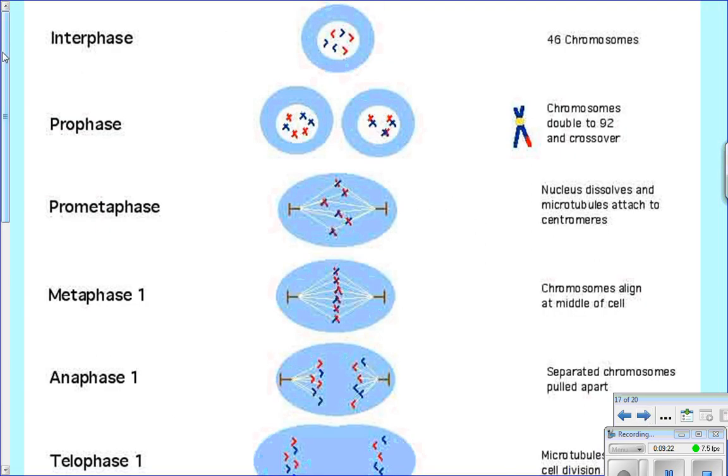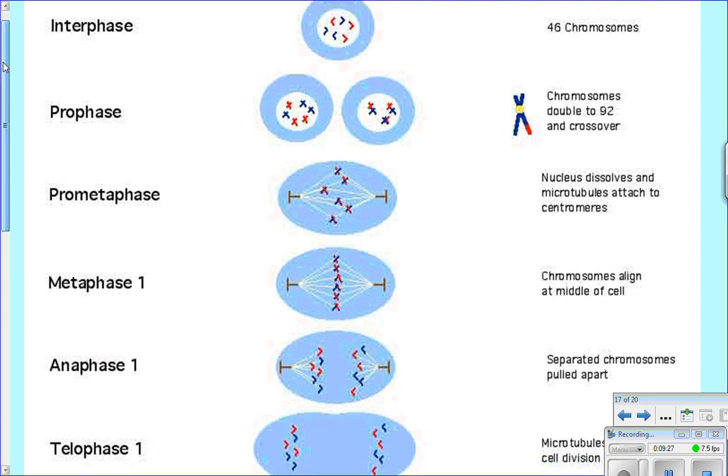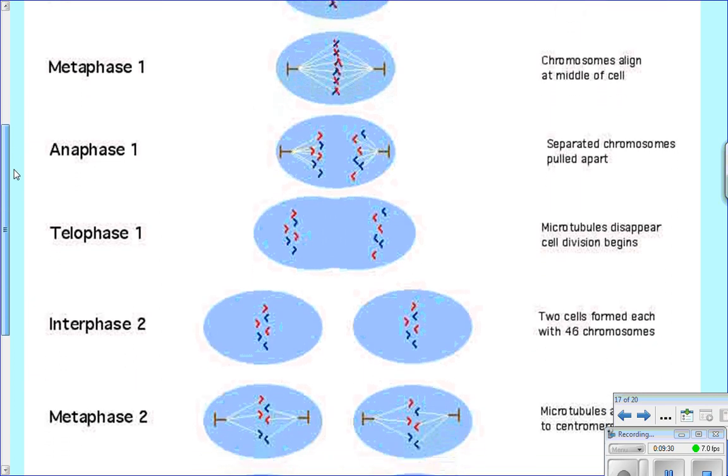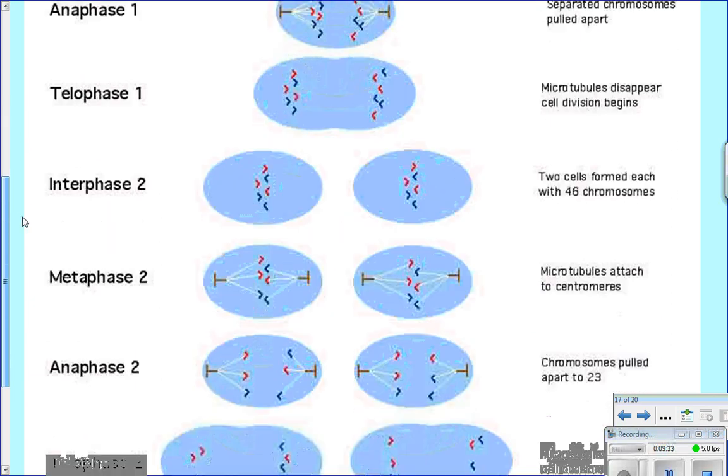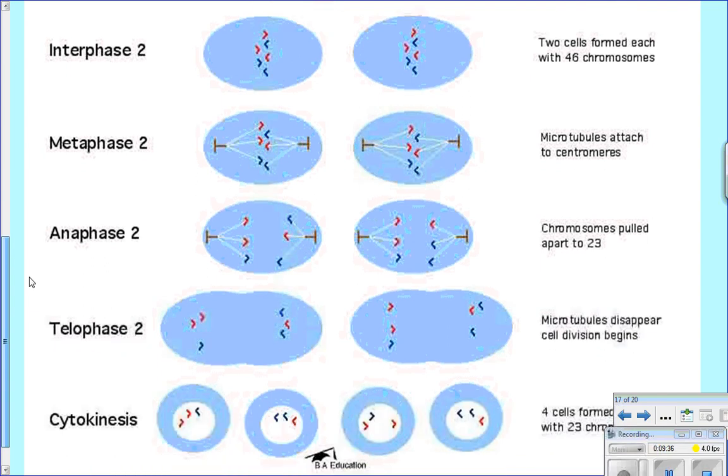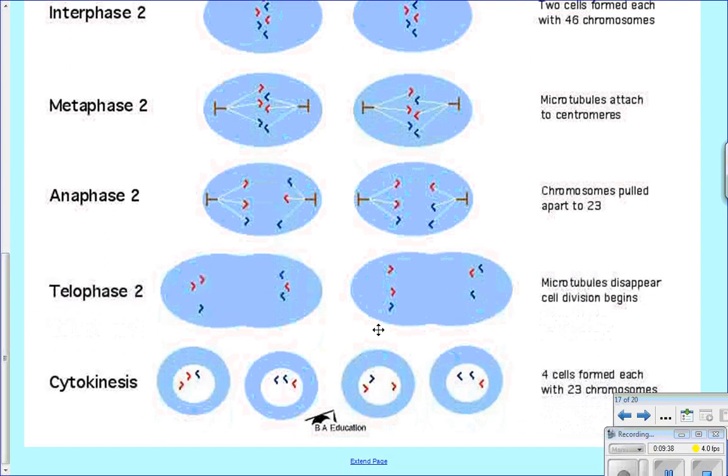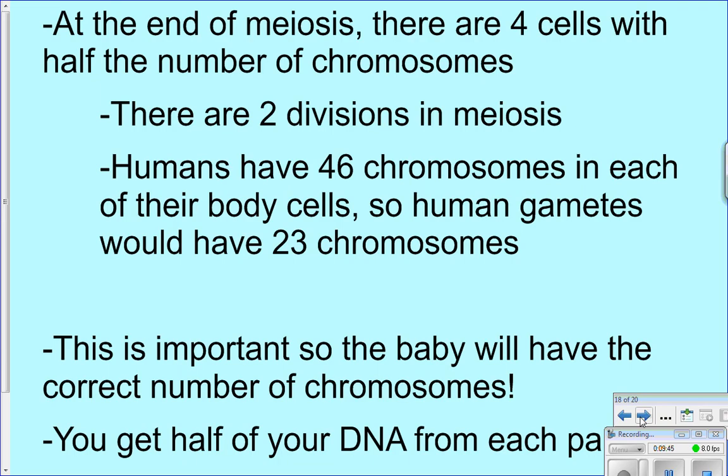And here's another diagram that's similar to the mitosis one you already had. We start with 46 chromosomes. The cell divides once. You get two cells with 46. And then the cell divides again. And at the end, you get 4 cells with 23 chromosomes that are half the number. So at the end of meiosis, you get 4 cells with half the number of chromosomes. That's a couple differences from mitosis. Another difference from mitosis is there's 2 divisions. That's why there's half as many, because it divides twice instead of once.